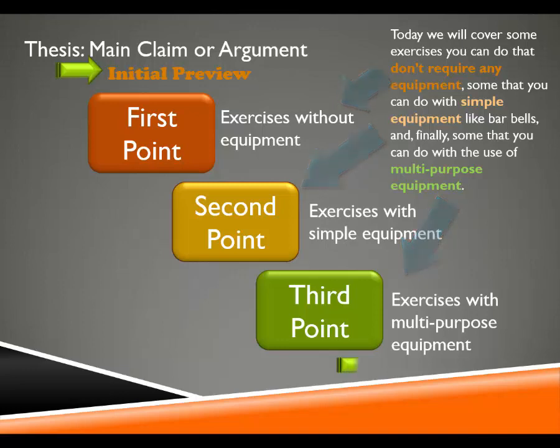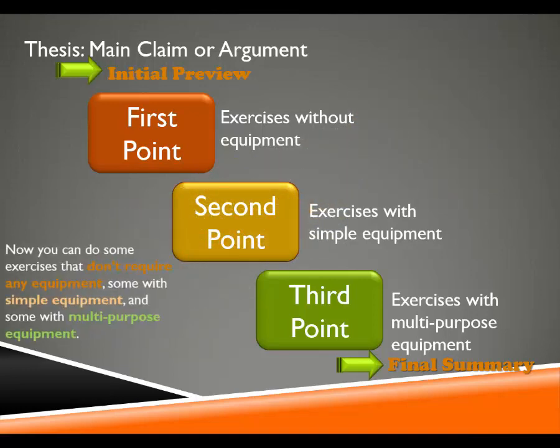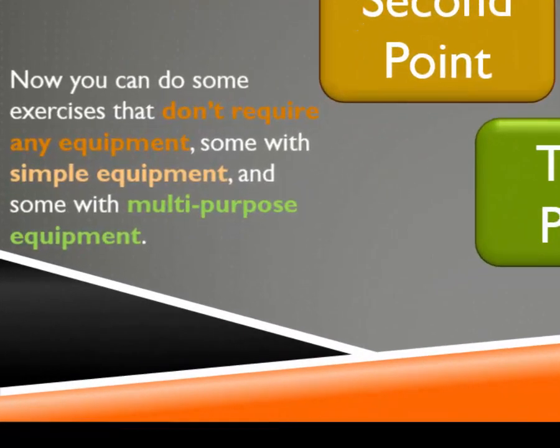The final summary is placed after the final point. It restates the main ideas, reminding the audience what you have covered in the speech. It is essentially the flip side of the preview statement. Again, it is specific to the main points of the speech. Now you can do some exercises that don't require any equipment, some with simple equipment, and some with multi-purpose equipment.